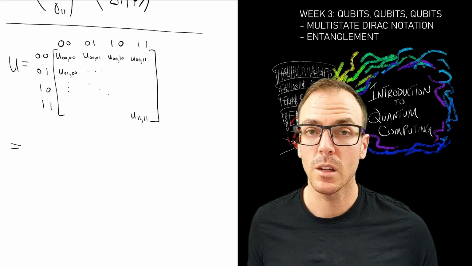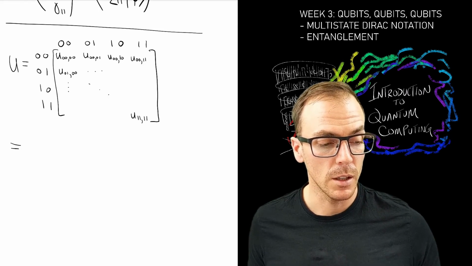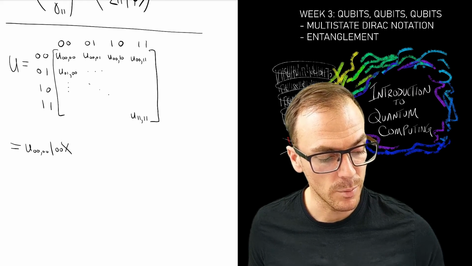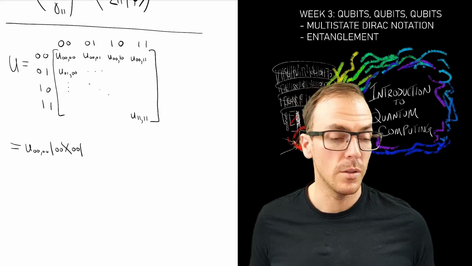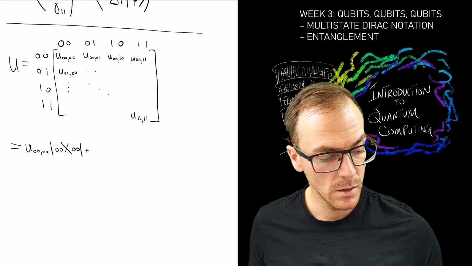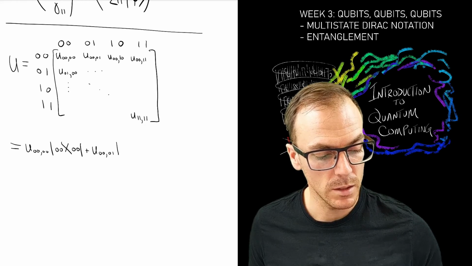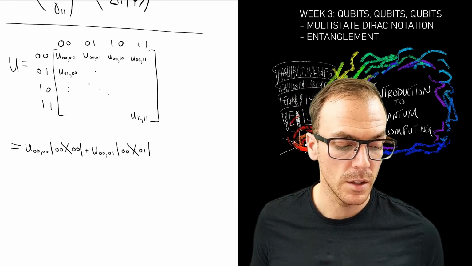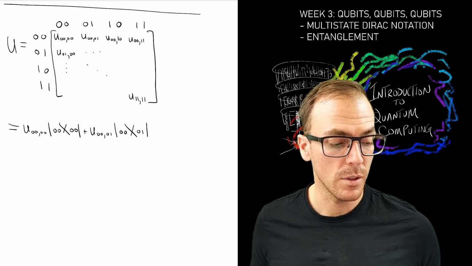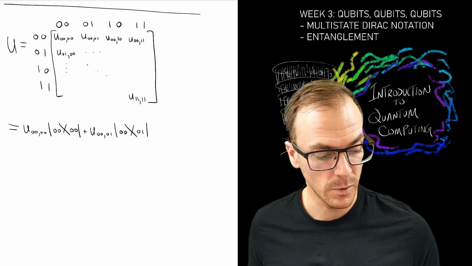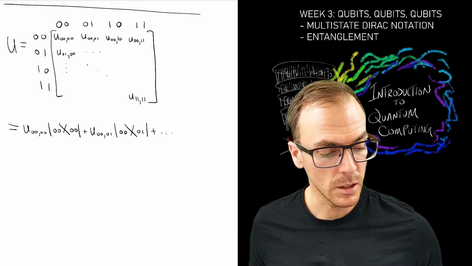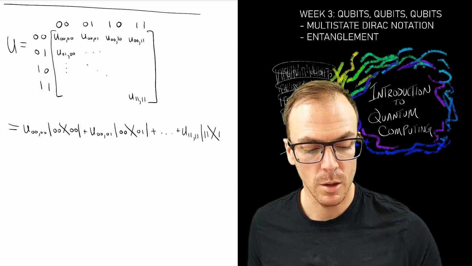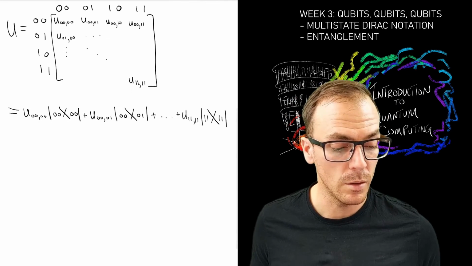We can write that in Dirac notation in the same way that we did before. So the U 00,00 goes in front of the projector onto that basis state, and 00,01 goes in front of the outer product, and you can see that the comma separates what's going in front of the ket and the bra for these outer products as before. We could keep going and going, and then eventually we would get to the final one, which is 11,11, and the outer product, which happens to also be the projector onto this 11 state.